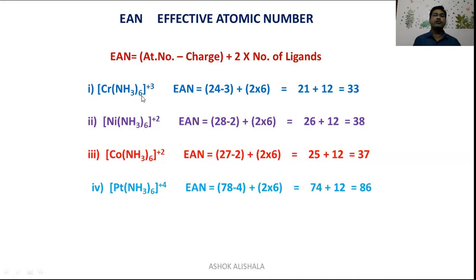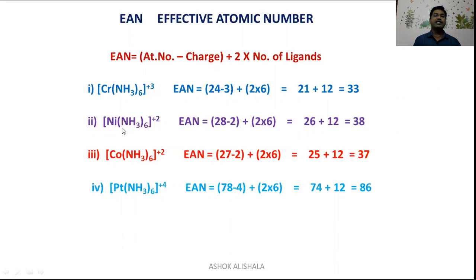For example, take the hexaamminechromium(3+) complex. In this, ammonia is a neutral ligand, so chromium has +3 oxidation state. Instead of the charge, you can take the oxidation state here. 24 minus 3, and because 6 ligands are there, 2 into 6 is 12, the total is 33. Effective atomic number means that if the central atom or ion attains the nearest noble gas electron configuration, it is said to be stable. The nearest noble gas for chromium is krypton, whose atomic number is 36. Here it is not 36.